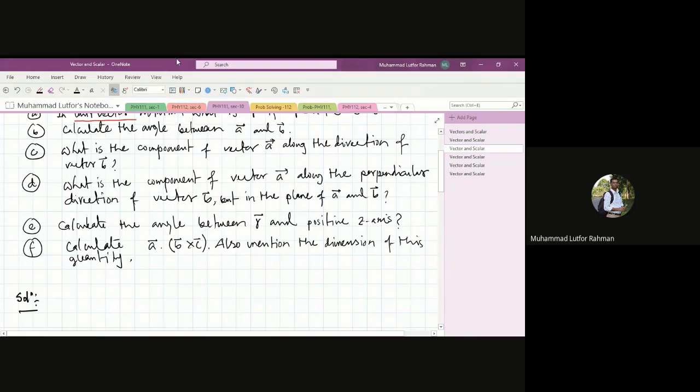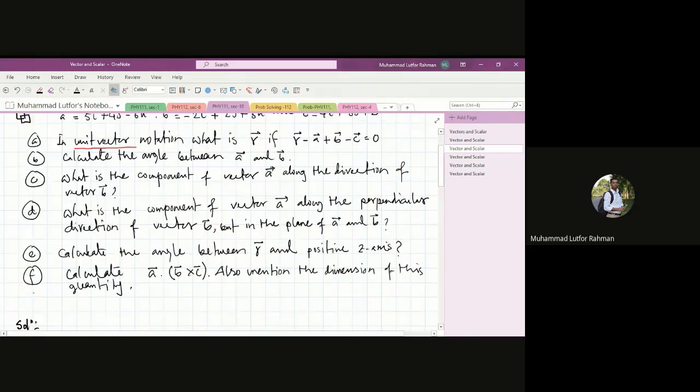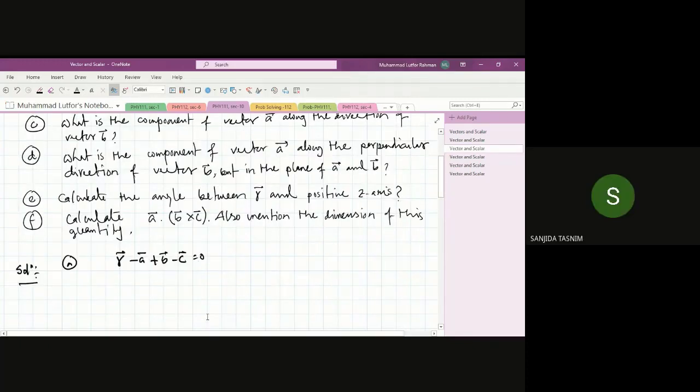Fine. So how am I going to find that R? I'm writing the solution. They said that R minus A plus B minus C equals 0, right? Then what will be R? R equals A minus B plus C. Now, should I calculate that one? This is again basically addition and subtraction, right?